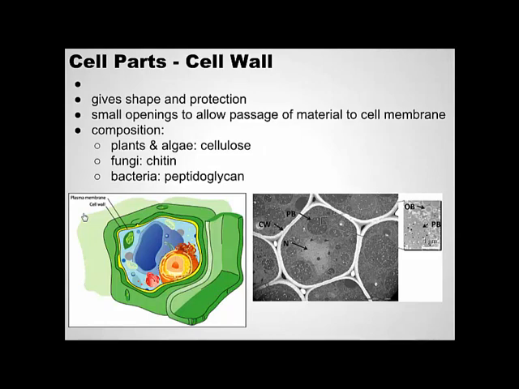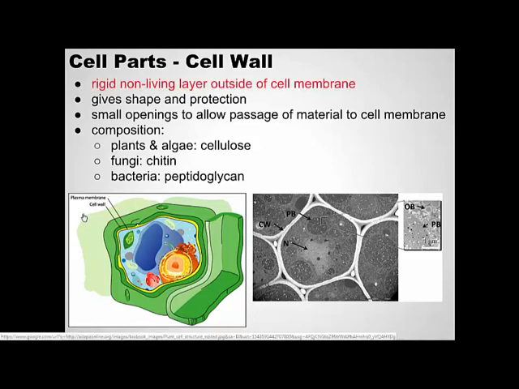The cell wall is the outer shell of many cells. It's rigid. It's non-living. It's produced and then it stays that way. It's not flexible. It doesn't really regulate material coming in and out. It gives structure. It gives protection to the cell. It does have small openings in it, which allow for materials to pass through to get to the cell membrane, where they can then diffuse in or be transported in by proteins.